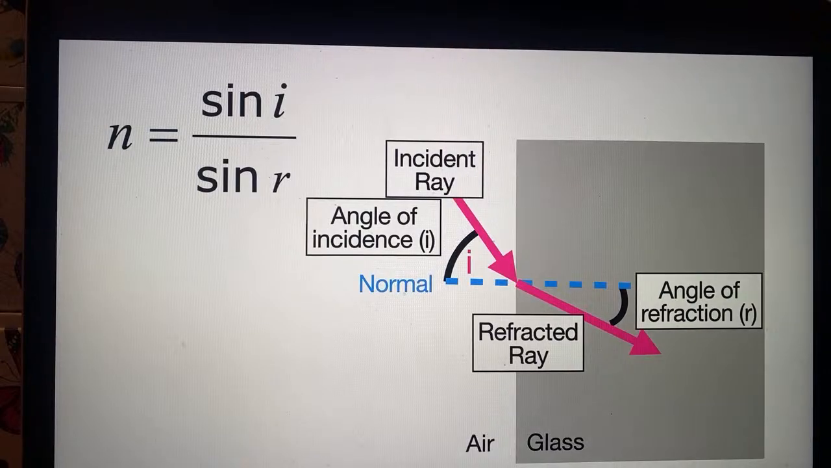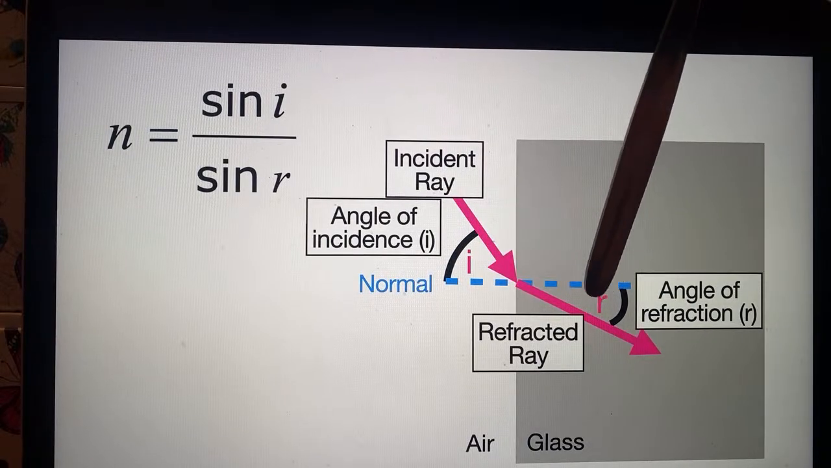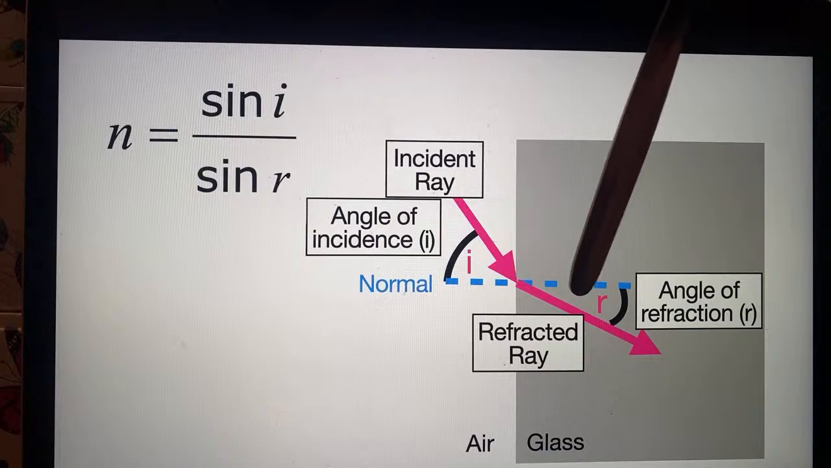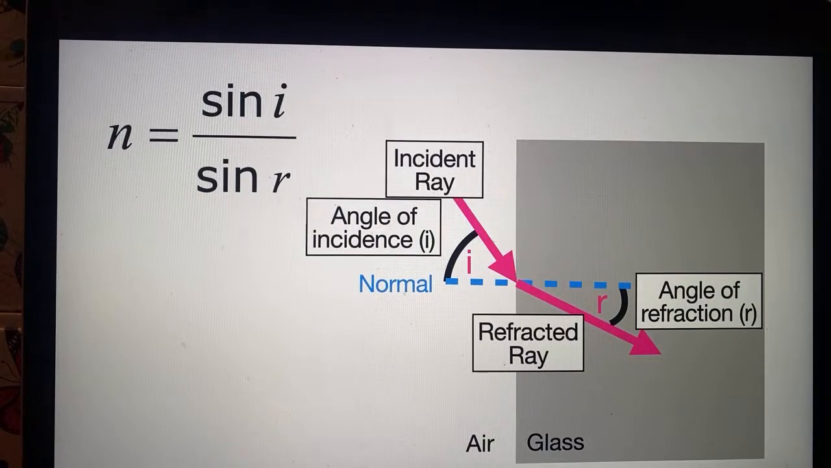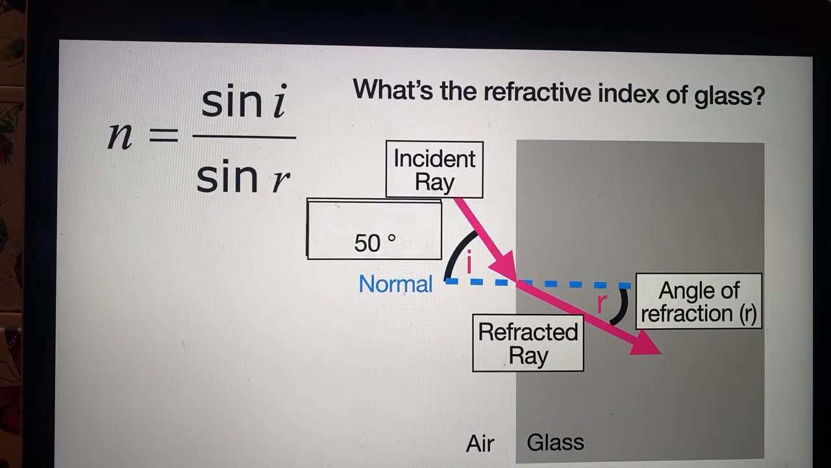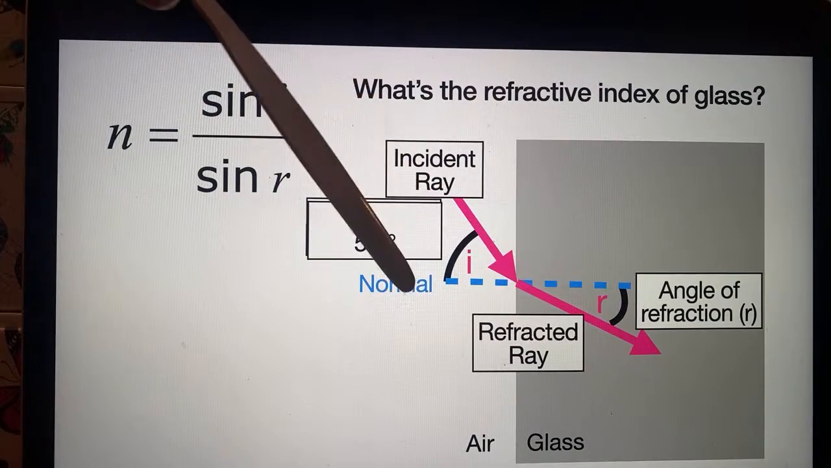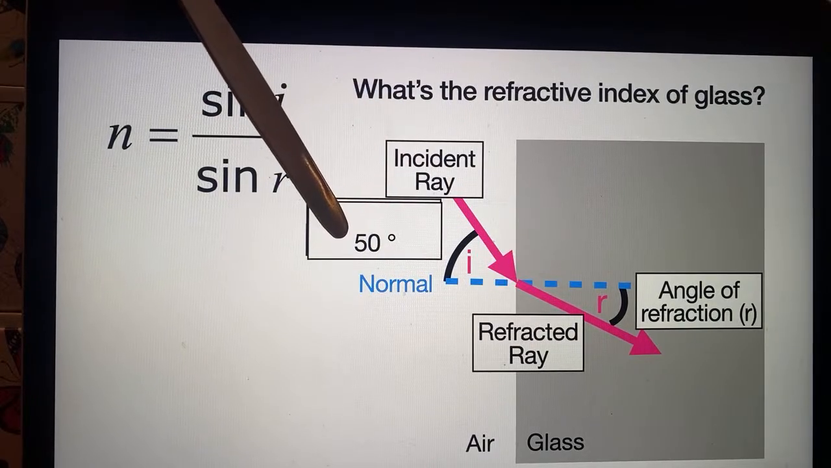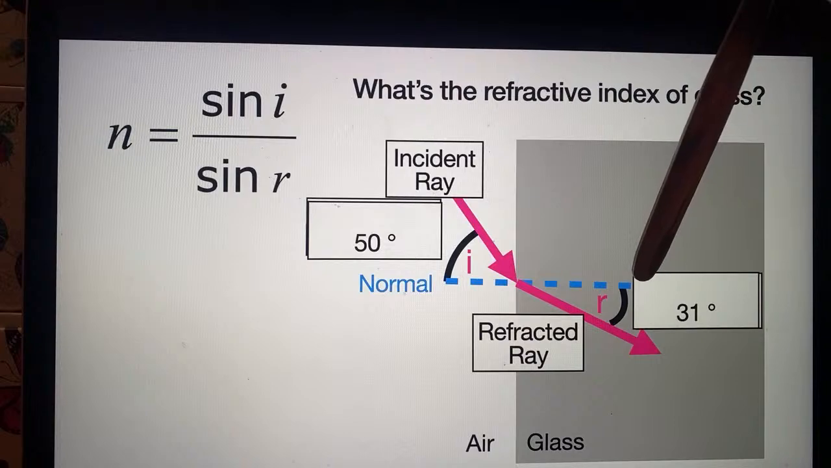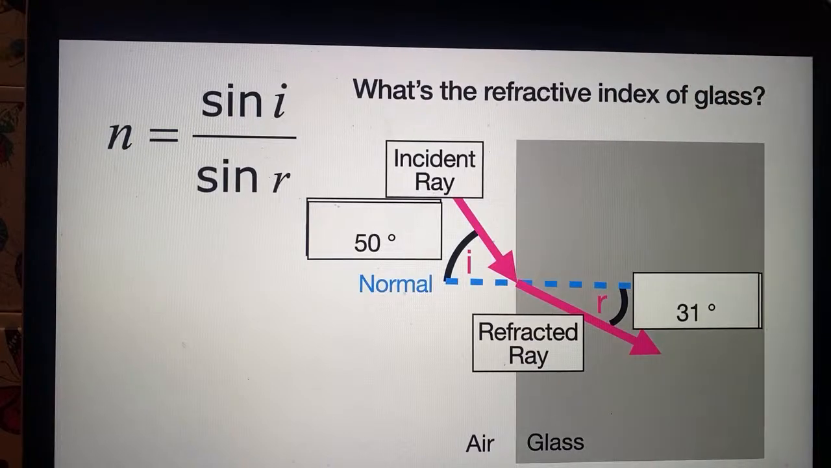Physics has been kind to us for once. We're going to call the angle of refraction R, for refraction. So if you did an experiment and you got a light box that could shine a very pointed ray of light through air and into glass, and you did some measurements, you might find, say, that the angle of incidence is 50 degrees, and you got your protractor out and found the angle of refraction was 31 degrees.